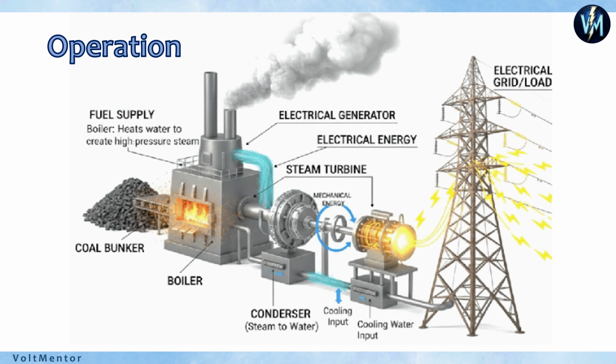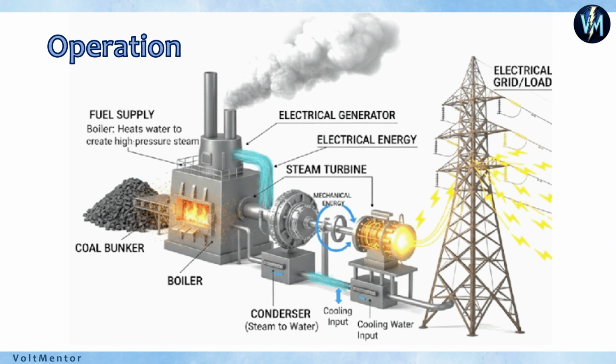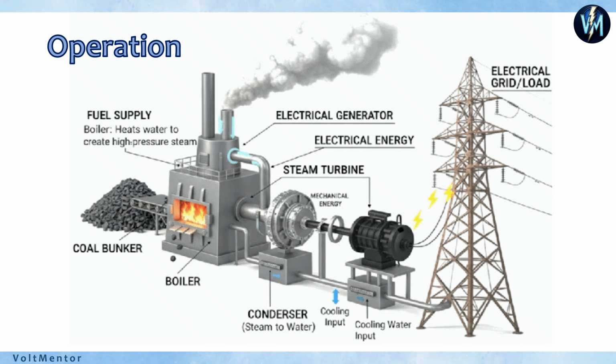Here you can see the overall operation of a thermal power plant. Fuel is burnt in the boiler to produce steam, which runs the turbine connected to the generator. After that, the steam is condensed and the water is reused. This repeating cycle maintains steady electricity generation.